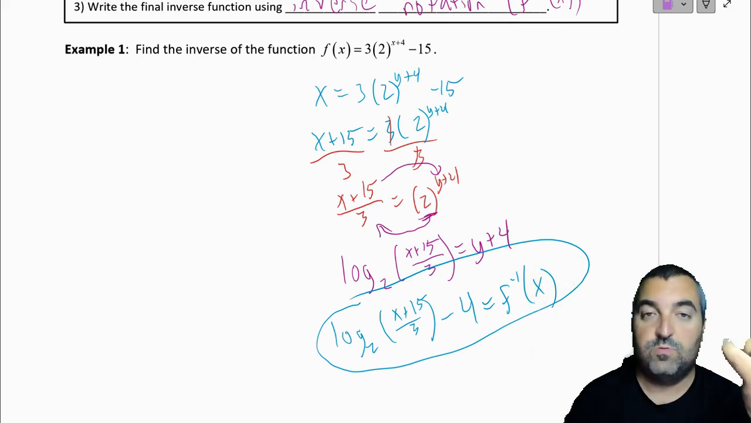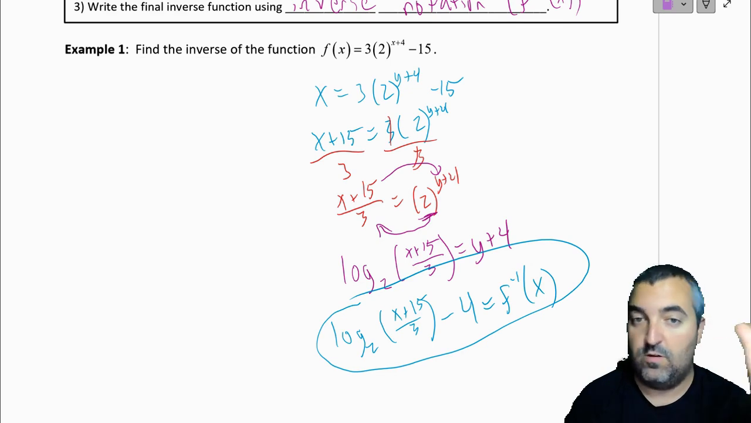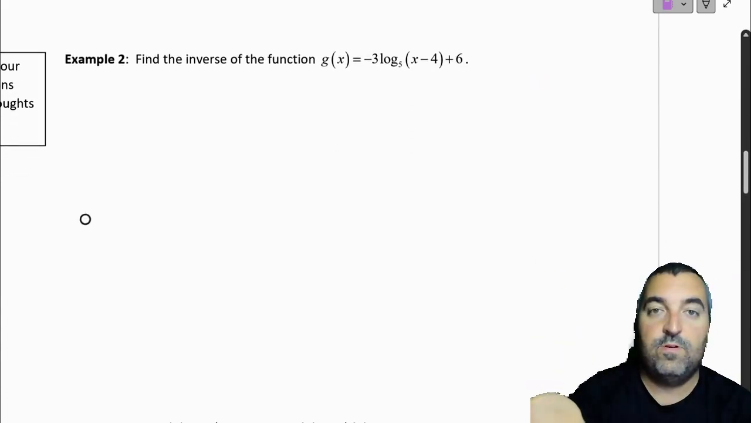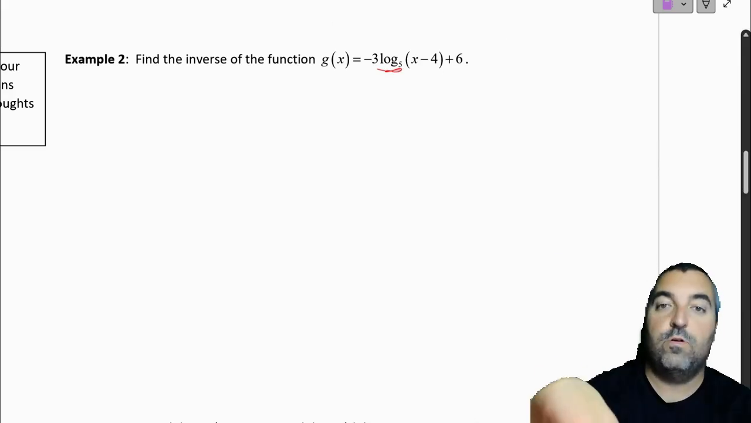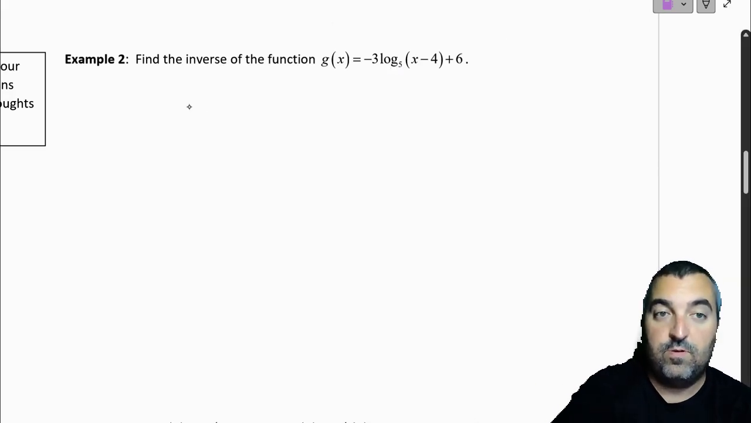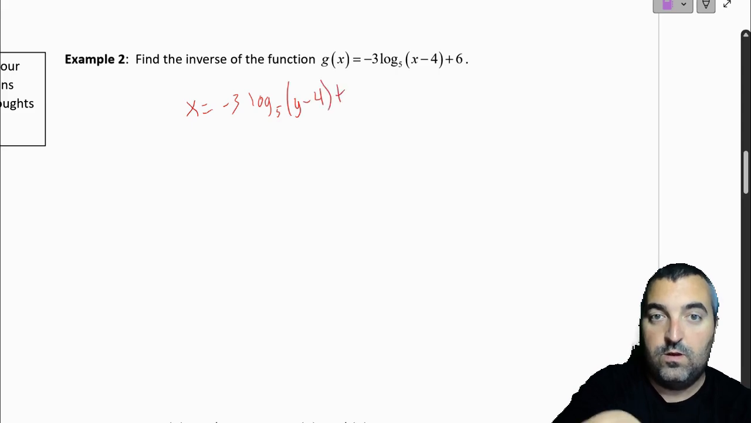Again, switch the x and y, start solving it for y. But if you get to a point where you're stuck with an exponential, switch it to a log. All right, so now let's go the other way. Here we want to find the inverse, but we have a log in here. The work is exactly the same as for anything else. When we want to find the inverse, you switch x and y. So x equals log base 5 of y minus 4, plus 6.